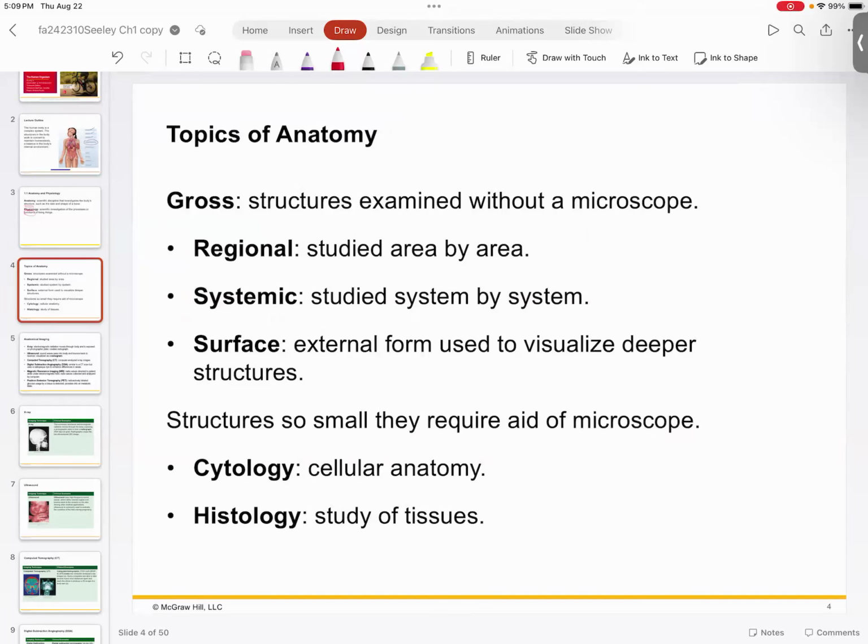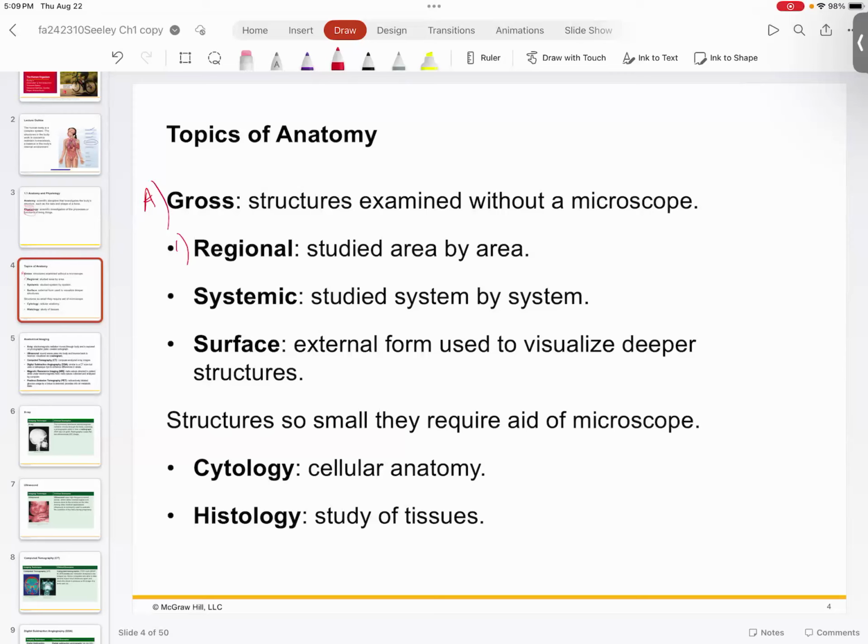Now, in terms of anatomy, I mentioned gross before. There are several different types of anatomy you could study. For instance, gross anatomy is where you're often working with cadavers. It's taking a look at the overall anatomy of the body as it presents itself to the naked eye, without the aid of a microscope. Gross is sort of an umbrella type of anatomy, and you can break it down into specific pieces.